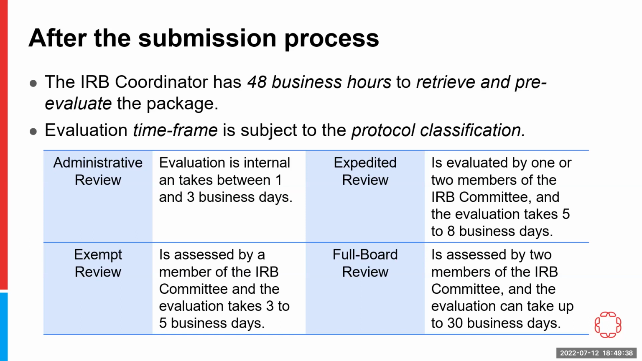Exempt review is also usually assessed by a member of the IRB committee, and the evaluation could take between 3 and 5 business days. Expedited review is evaluated by 1 or 2 members of the IRB committee, and that evaluation could take between 5 and 8 business days.